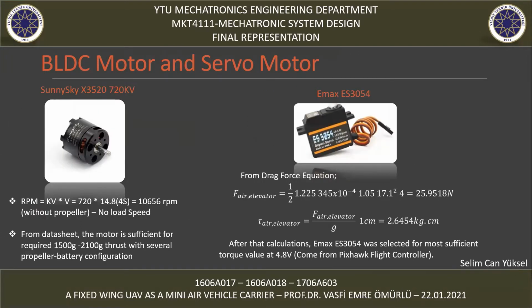According to investigated examples and test results, a Sunny Sky brushless DC motor is selected. Maximum RPM value is calculated from motor and battery properties. The obtained values belong to the no-load speed of the motor. The Emax ES 3050 servo motor's torque is sufficient for the required torque value to rotate the elevator.